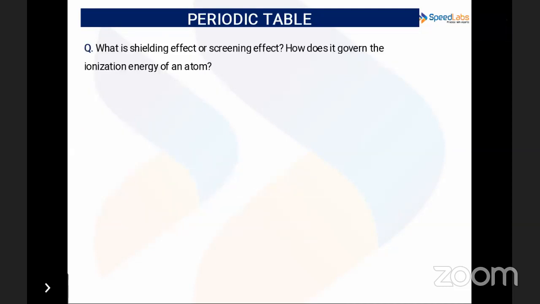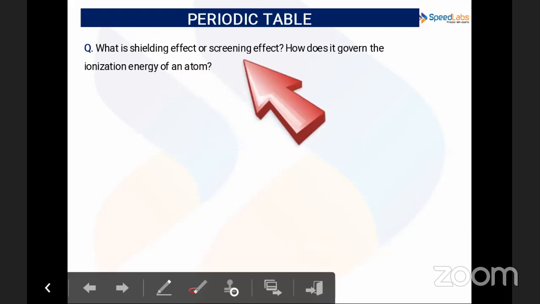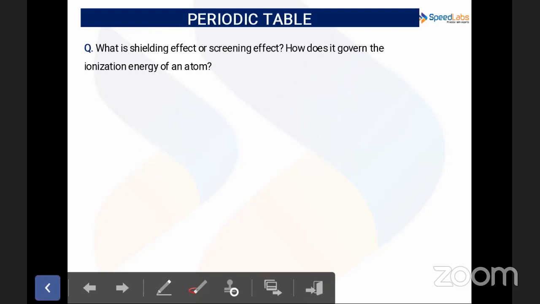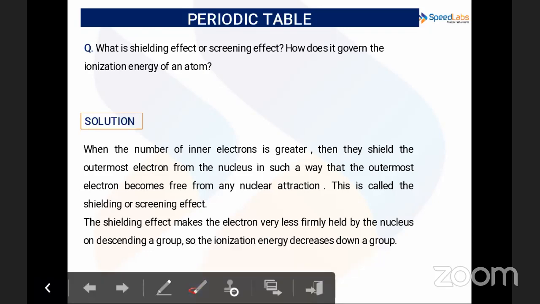So we are moving towards the next question. The next question in the periodic table is related to the shielding effect. What is the shielding effect, also called the screening effect, and how does it govern the ionization energy of an atom? First we'll try to understand what the shielding effect is. When the number of inner electrons is greater, they shield the outermost electron from the nucleus in such a way that the outermost electron becomes free from any nuclear attraction. This is called the screening or shielding effect.